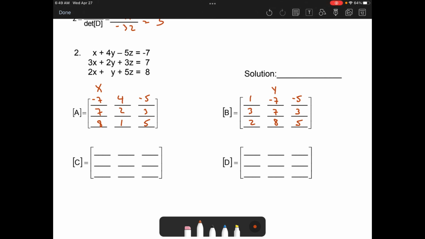Okay, then my C matrix is my Z matrix. So I'm going to replace my Z coefficients with my constants. X coefficients remain the same. Y coefficients remain the same. And then my D matrix is all of them together, X, Y, and Z. So all these X, Y, and Z coefficients remain the same.